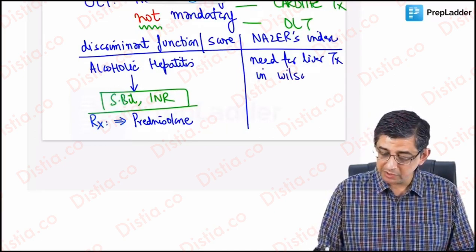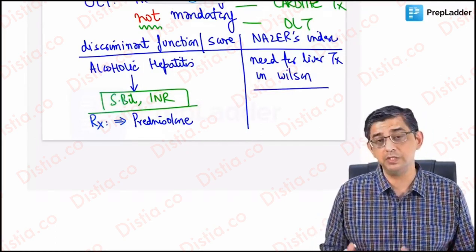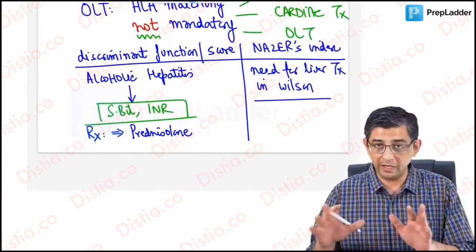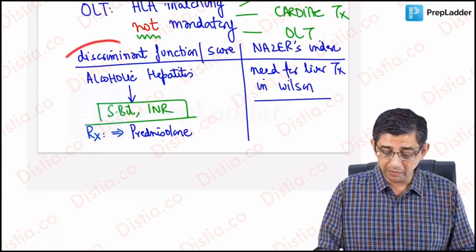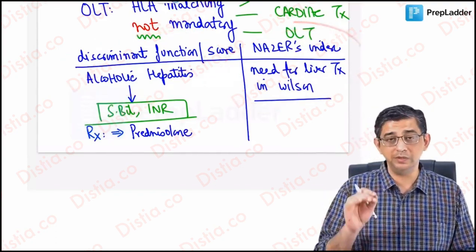The standard parameters will still be very much there. Even serum bilirubin, INR will still be present in these patients, with liver enzymes. But the bottom line is, serum bilirubin and INR are anyway components. Lots of times they might simply ask you these questions: discriminant function is used for, Nazar's index is used for. So you just need to get the information right.